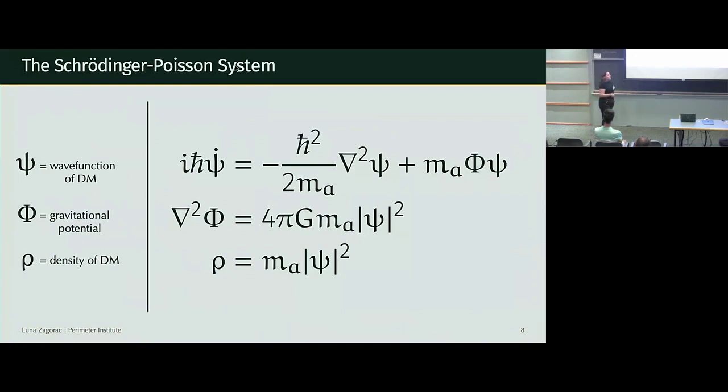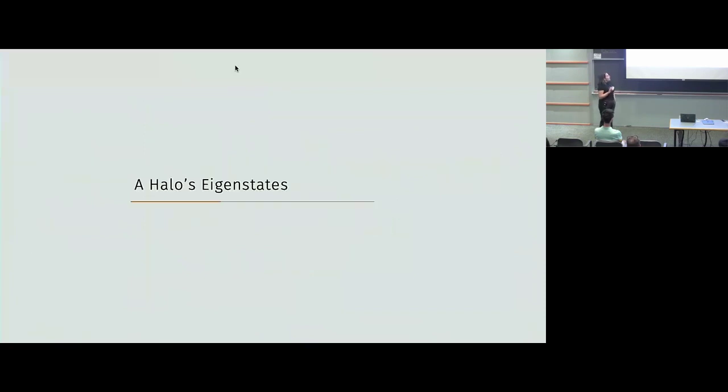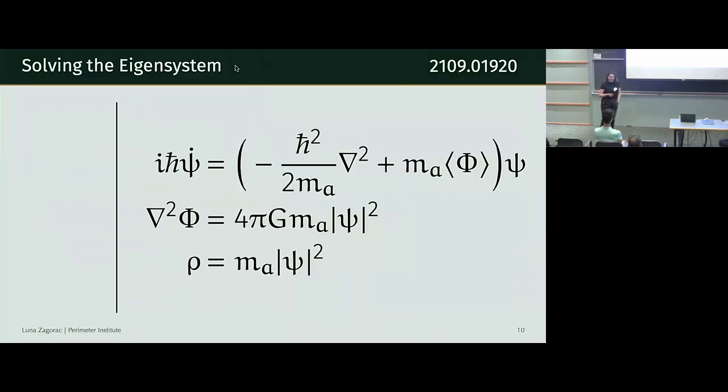So, if you've done any simulations of fuzzy dark matter, number one, you have my sympathies, and number two, this is probably the system of equations that you're solving, right? And this system of equations is really, really great because it allows us to calculate a halo's eigenstates using a couple of assumptions. So this is almost the same equation that I just showed you.